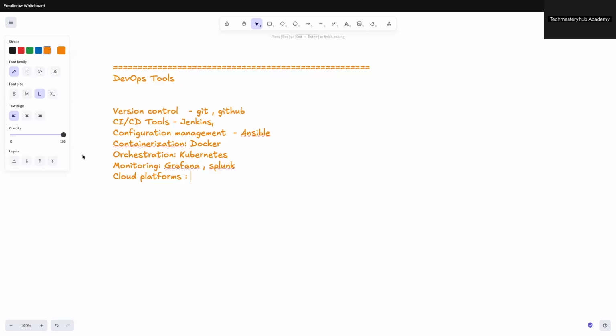So if you look at the full DevOps flow, Git manages code, Jenkins automates pipelines, Ansible configures servers, Docker packages applications, Kubernetes manages containers, Grafana and Splunk monitor systems, and cloud hosts everything. All tools work together to support the DevOps lifecycle.